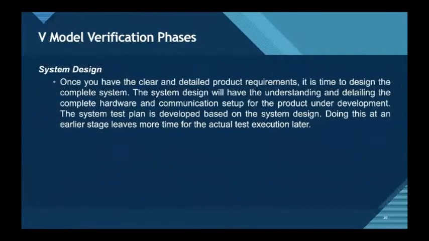The acceptance test design planning is done at this stage as business requirements can be used as an input for acceptance testing. System design. Once you have the clear and detailed product requirements, it is time to design the complete system. The system design will have the understanding and detailing the complete hardware and communication setup for the product under development. The system test plan is developed based on the system design. Doing this at an earlier stage leaves more time for the actual test execution later.